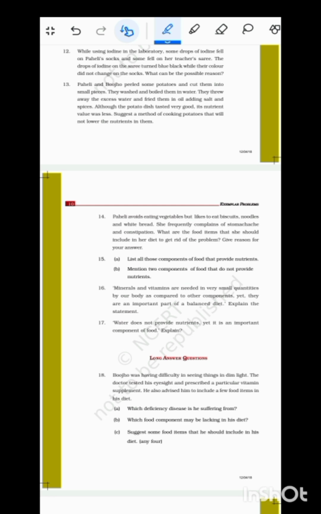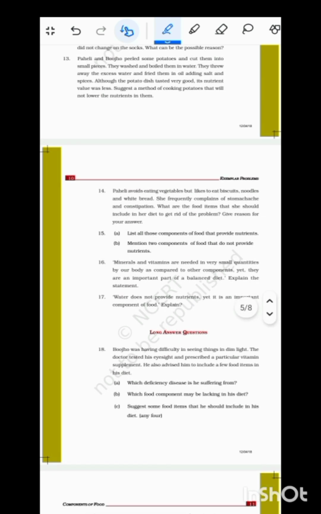It may happen that Paheli's teacher's sari is starched, but a sock is never starched with anything. We don't ever try to, because it's torn up before that, no? The teacher's sari may have contained starch, as starch turns blue-black with iodine. So the sari turned blue-black, but Paheli's socks do not contain any starch. That's why it did not show any color.